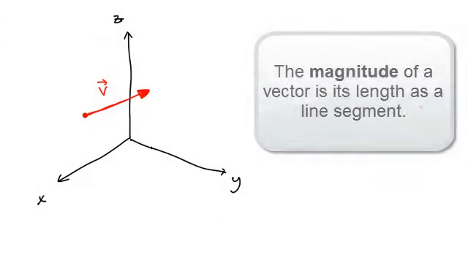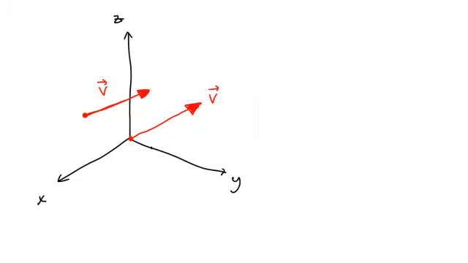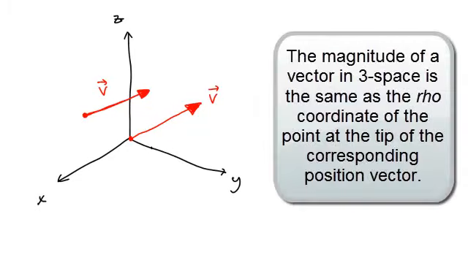What about the concept of magnitude of a vector? How long a vector is? Well, imagine we were to take this vector, v, and translate it back down to the origin. Then the length of this vector would be nothing more than the value rho in the polar description of the point who is at the tip of the vector v.